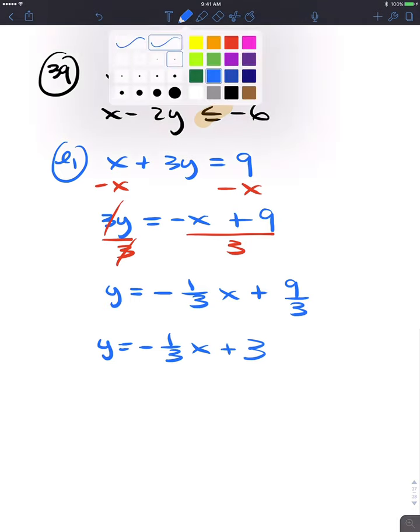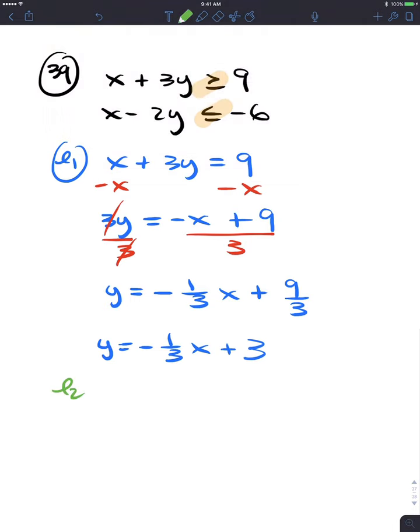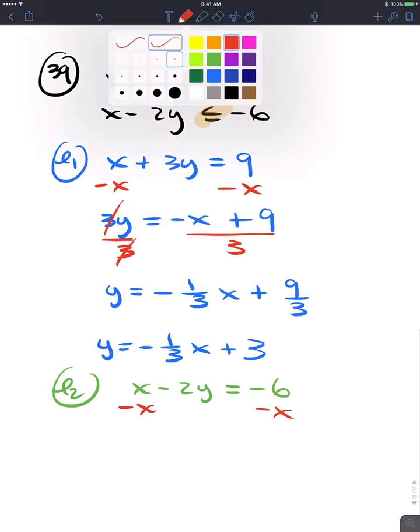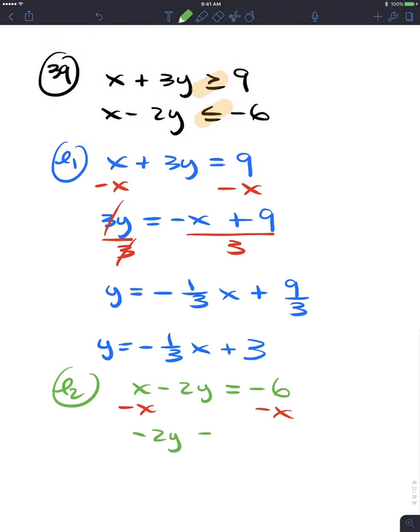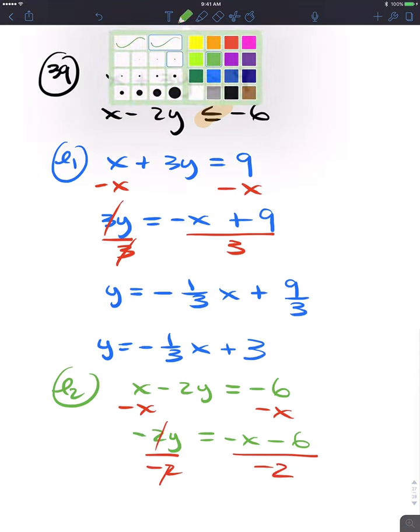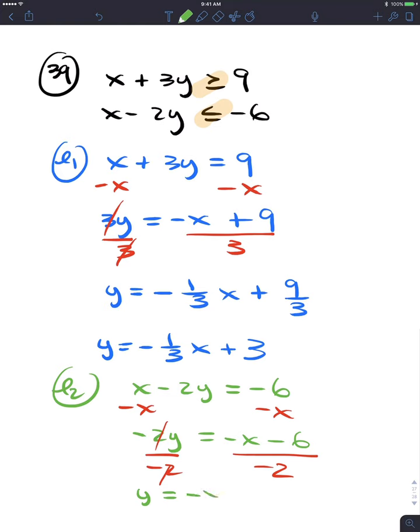In green, let's look at line 2. Line 2, x minus 2y is negative 6. Subtract x from both sides. You end up with negative 2y is negative x minus 6. We're going to divide both sides by negative 2. We end up with y equals negative x over negative 2 minus 6 over negative 2. Let's see what we get for line 2.